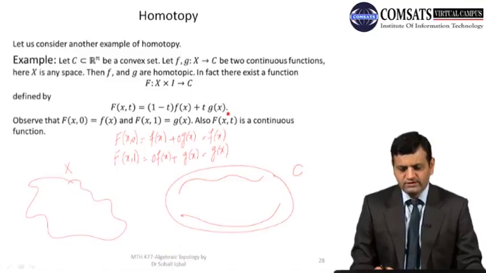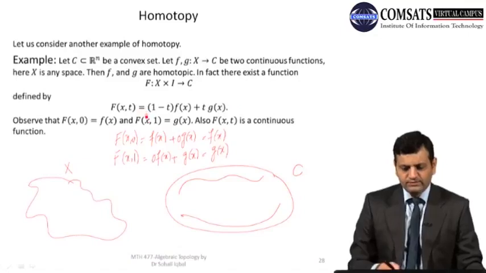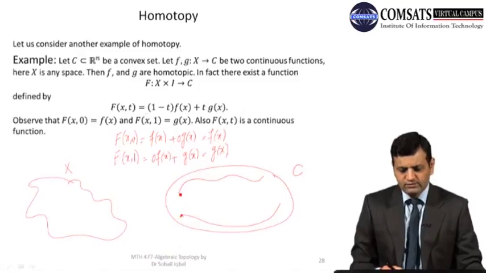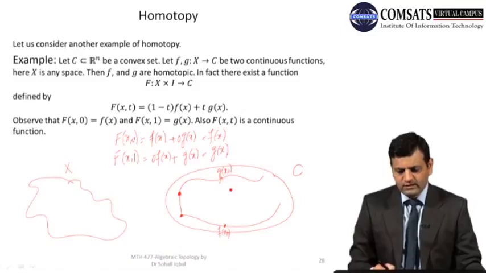So what is the strategy? How can we construct this F of (x, t)? What we are doing is taking this point f of x and this point g of x, and I'm following the line segment joining them, approaching this point. Similarly, for any x naught, this is f of x naught contained in C, and this is g of x naught contained in C, and I'm following the line segment joining f of x naught and g of x naught, and approaching this g of x naught.